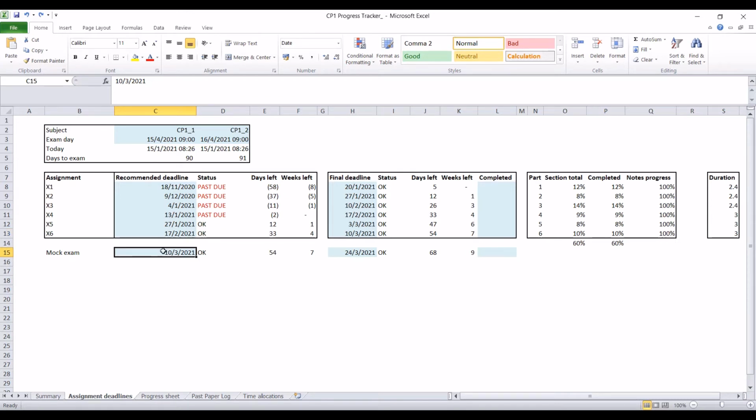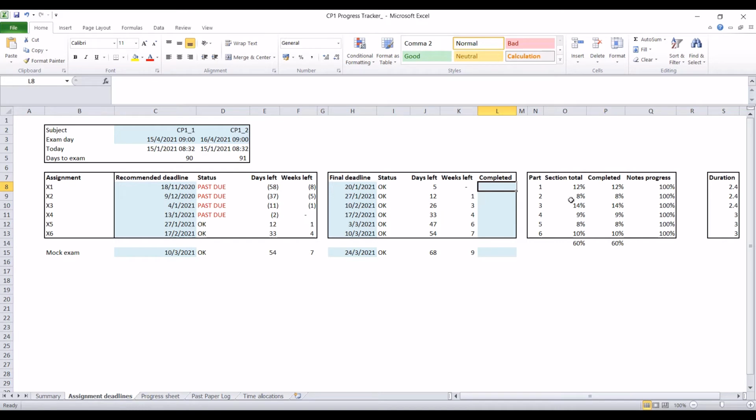I'm also going to do this mock much earlier than the 10th of March, just so that I leave a lot of time for SP7 revision. Over here, I fill in that I've completed an assignment. So if I put in a 1, it's going to be marked as done. And then I'll do the same for the rest of the assignments and the mock exam as well.